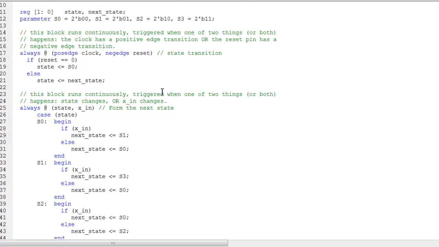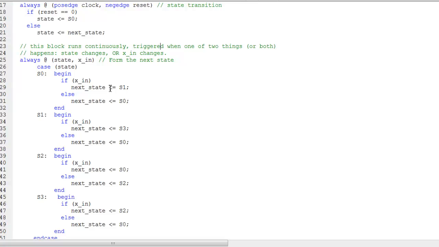Always blocks run continuously. They are triggered in certain conditions. Well, in this always block, those conditions are when the clock has a positive edge transition or when the reset pin has a negative edge transition. When one of those things happen, this code is executed. And the purpose of this code is really to set the current state.